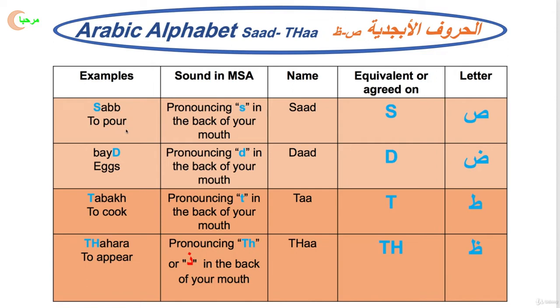The next letter has the same shape as the Saad, but it has one dot above. This one also has an equivalent, but not 100%. However, we're gonna agree on writing it as capital D. The name of this letter is Dad. Repeat after me. Dad. And the sound of it is do. So it's like a D, but pronounced in the back of the mouth.